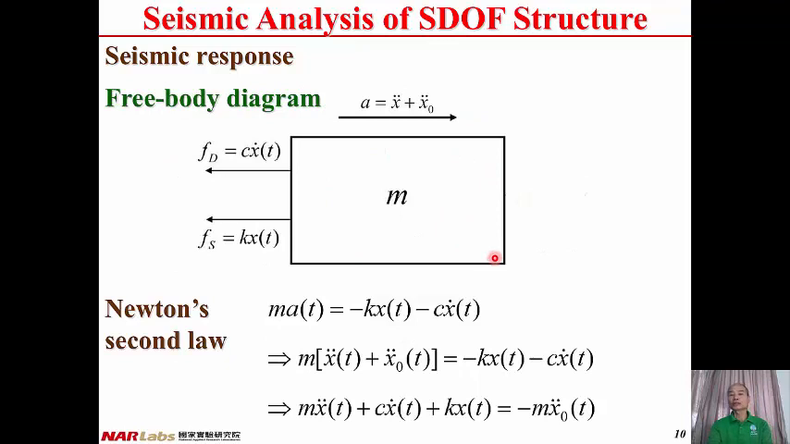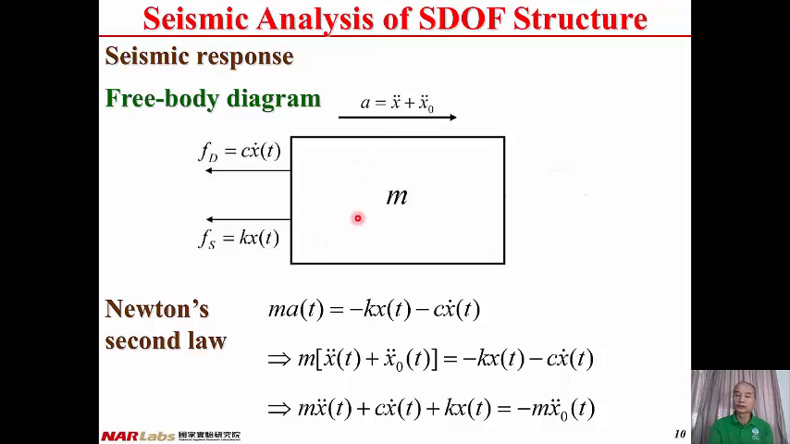And here's the free body diagram. From Newton's second law, m a, the inertial force, is equal to the resultant force. We have to remind that a is the absolute acceleration of the structure. Therefore, a equals x double dot plus x0 double dot, because x double dot here is the relative acceleration, and x0 double dot here is the ground acceleration. Therefore, the absolute acceleration equals the relative acceleration plus the ground acceleration.